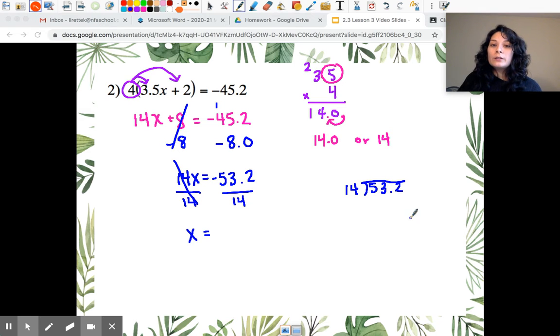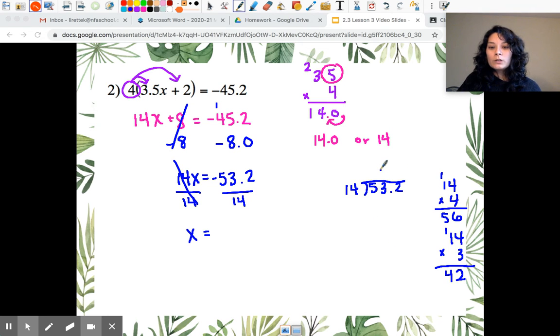That might require a little guess and check. So I don't know how many times 14 will go into 53. I'm going to try 4 to start off and see what that gets me. 4 times 4 gives me 16, carry the 1. 4 times 1 is 4, plus 1 more is 5. Too high, so let's try 3. This will give me 12, carry the 1. 3 times 1 is 3, plus 1 more is 4. So this is as close to 53 as I can get without going over.